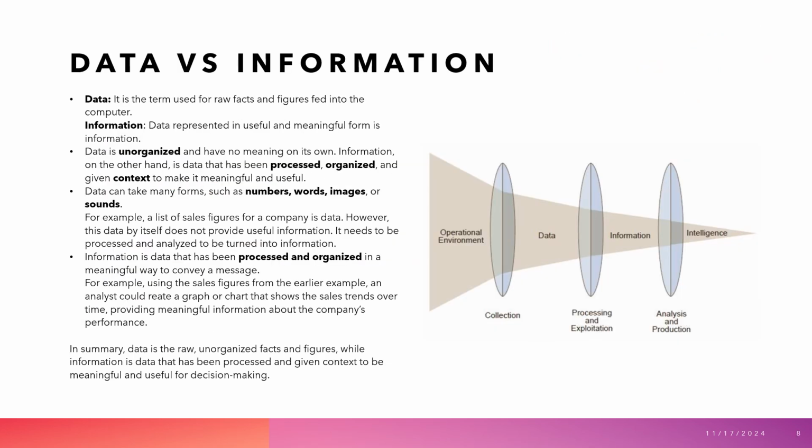Continuing to the last slide, this is a very important question that is asked in many examinations in one way or the other. It is data versus information. Data is something that you feed into the computer. That means it is raw facts and figures which do not make much sense. But what comes out of it after processing is the information. That is the data represented in a useful and meaningful form. Clearly, the data is unorganized and has no meaning on its own. It needs to be processed, organized, or given context to make it useful.